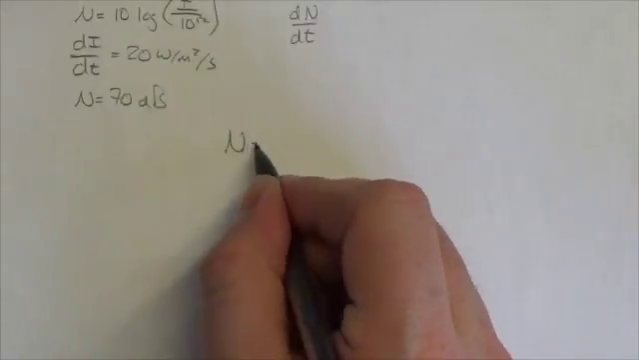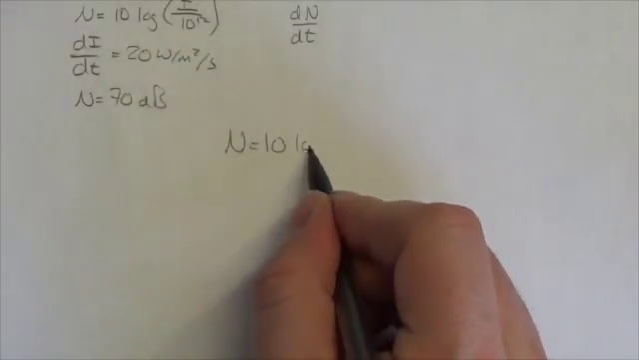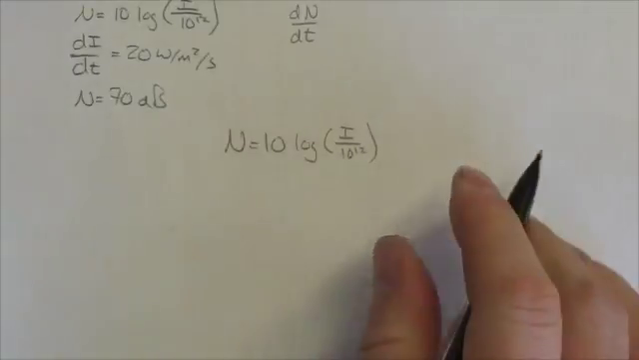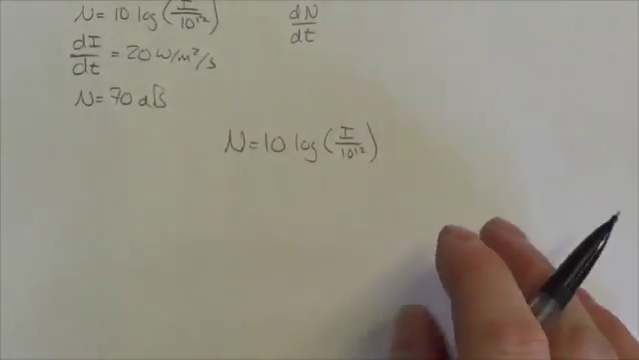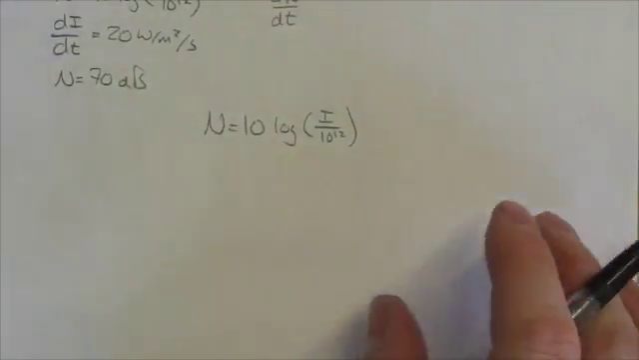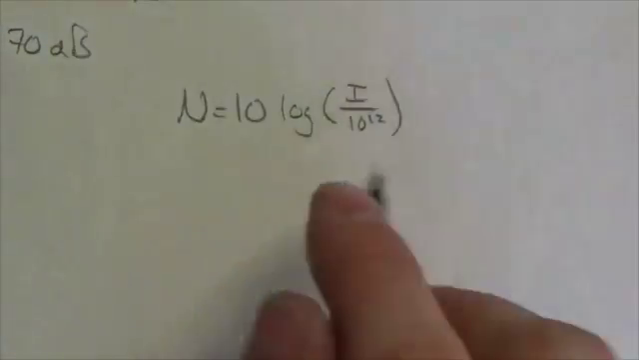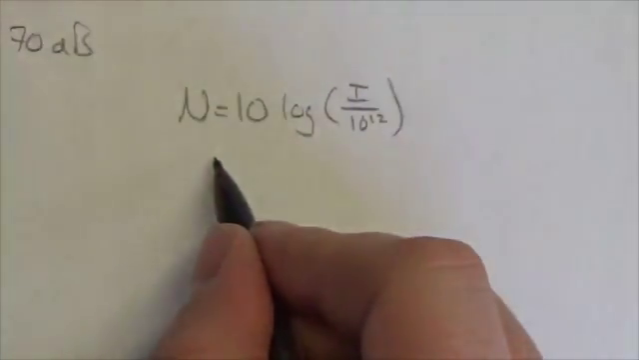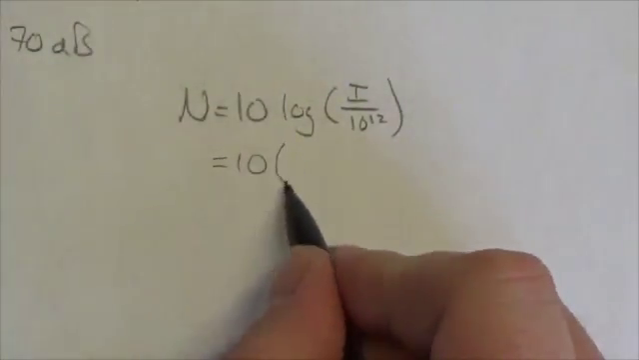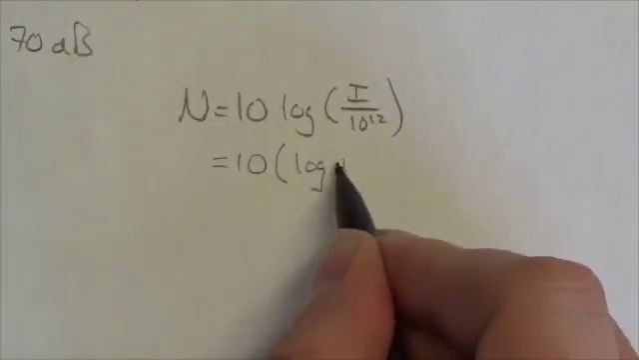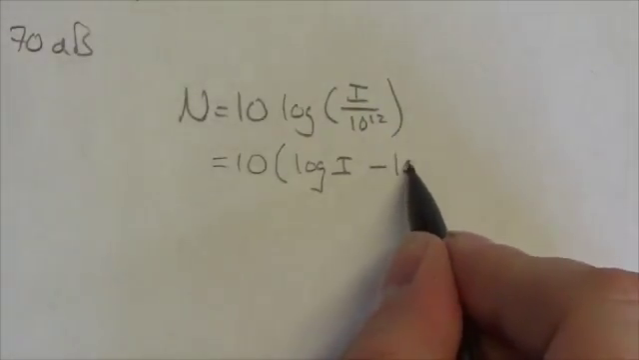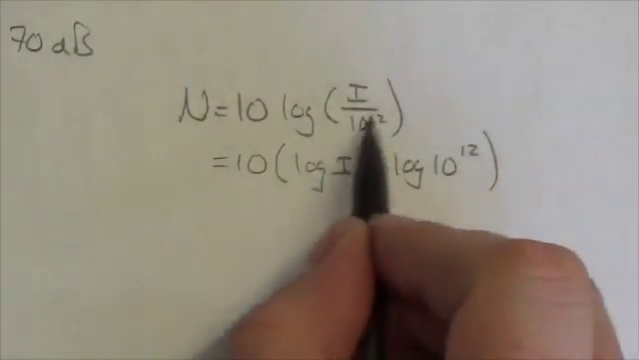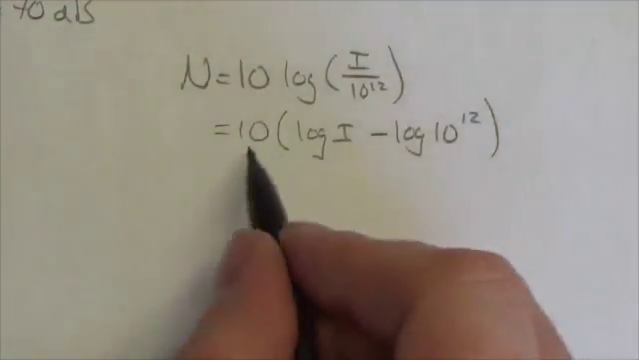So we know that n is equal to 10 times the log of the intensity over 10 to the 12. Now before I jump in and take the derivative of this, and I'll zoom in a little bit, when I see a logarithm like this, I tend to get a little lazy and split this up. So this will become the common log of I minus the common log of 10 to the 12. I can take that division and split it up into a subtraction.